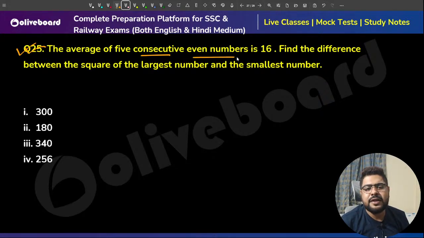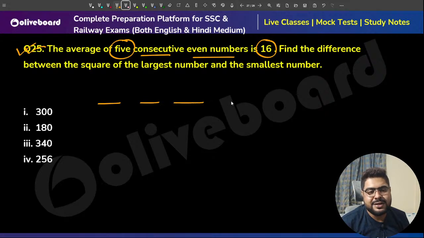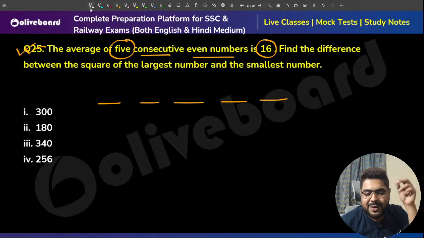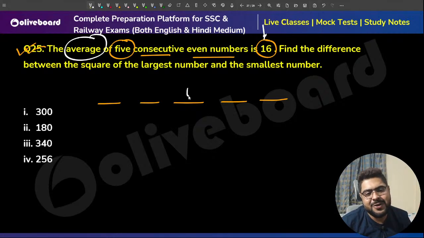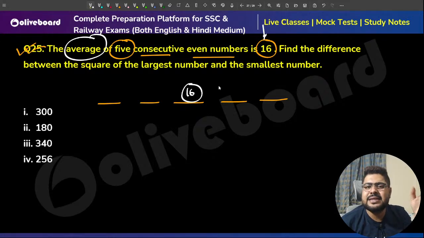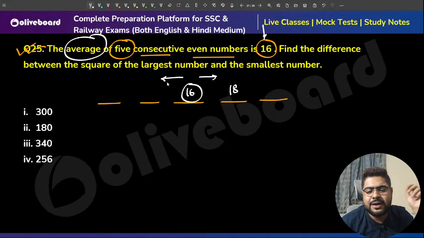Last but not the least question. 5 consecutive even numbers 16. Odd number of consecutive even numbers. You should know, sir. Average जो आता है, the average, it is always the middle number. And consecutive even means gap of 2. So, sir, it is 18. Here, this side it will increase, this side it will decrease. This is 20. 18 plus 2. Again, sir, this is 14, this is 12.